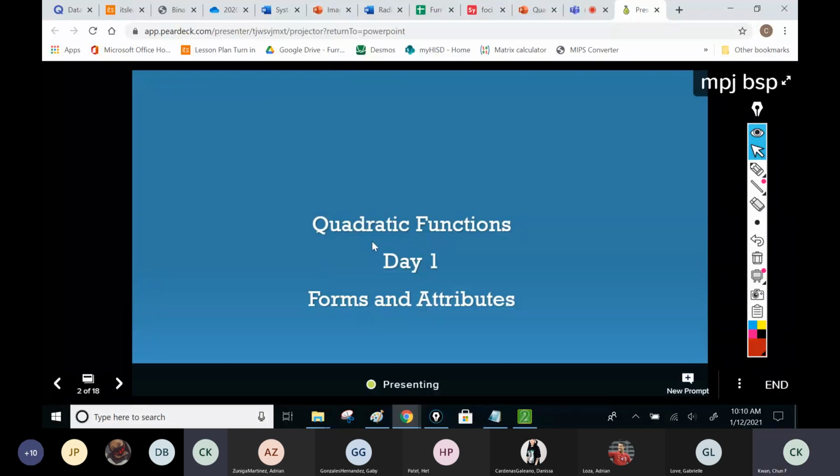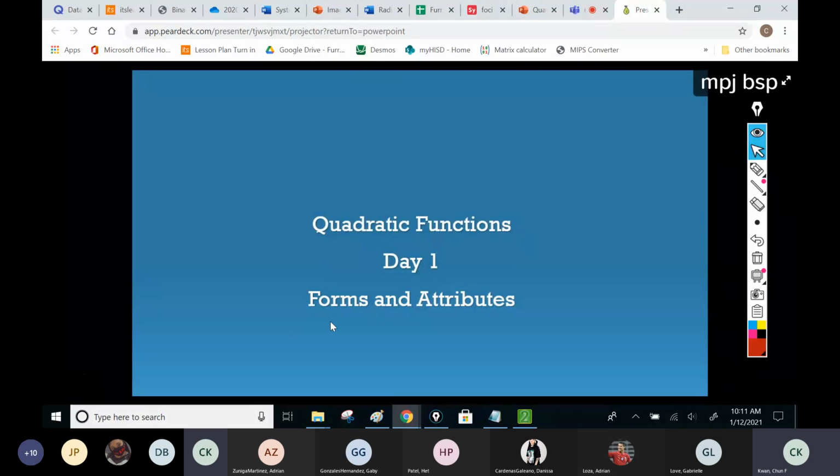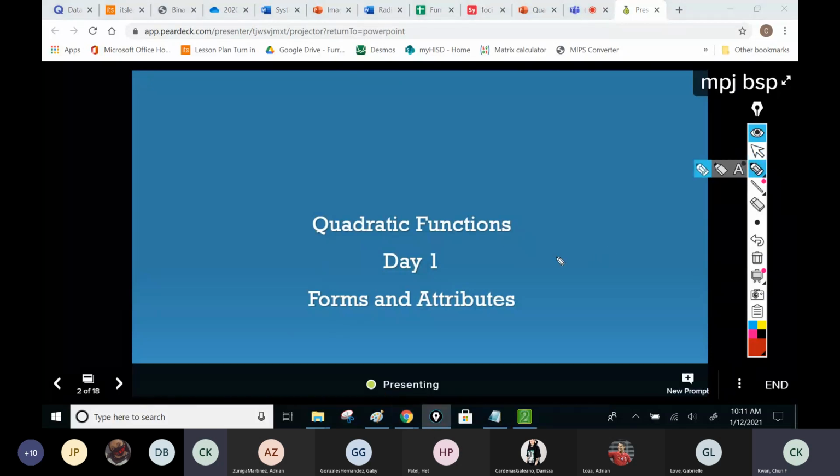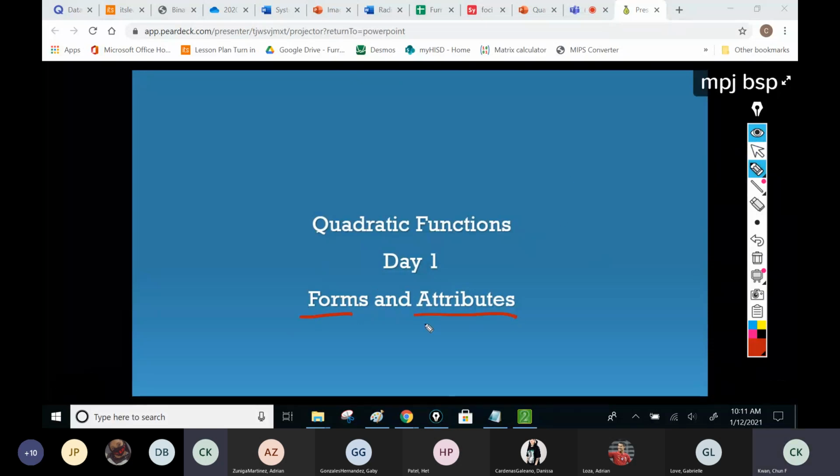All right, so today we'll be talking about quadratic functions again, and some of the concepts that we're going to talk about today, you have already learned before, right? When we talked about transformation way back at the beginning of the semester, we talked about it a little bit, but today we're going to talk a little bit more about forms and attributes. All right. So quadratic functions. Let me just do a really quick review.